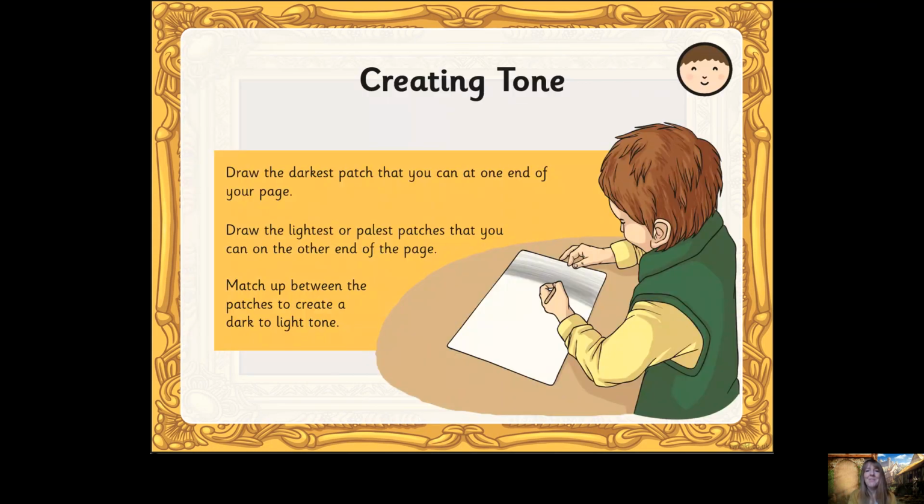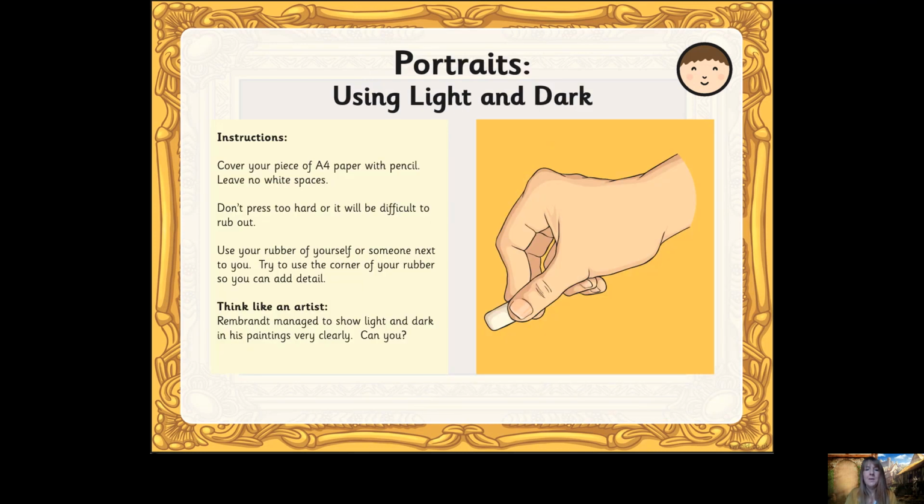Good. Right then, today we're going to be thinking about creating tone, and you're going to become artists. Okay, and I've done an example for you, and you're going to be drawing light patches and dark patches on your paper. So what you'll be doing first of all is you'll cover your A4 paper with pencil and leave no white spaces. Don't press too hard or it will be difficult to rub out. Okay?